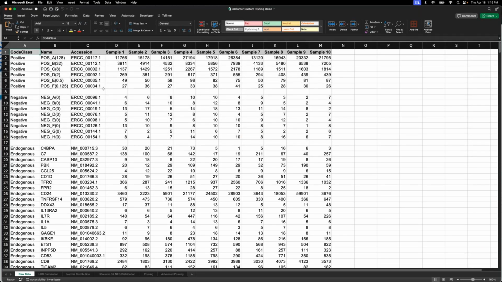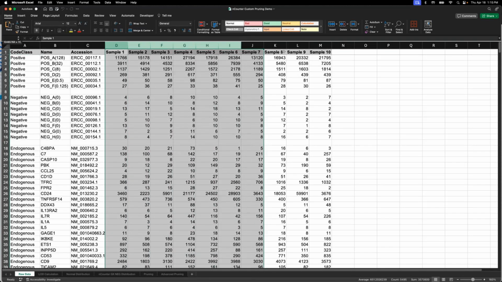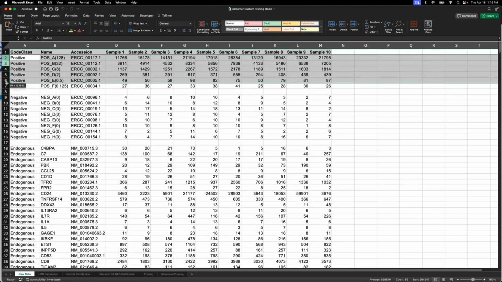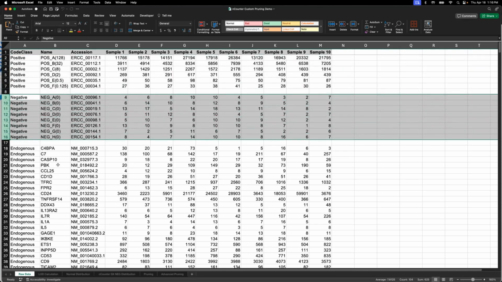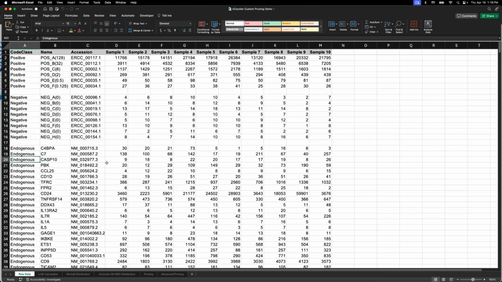This is a hypothetical experiment. I have 10 samples in this hypothetical experiment, labeled samples 1 through 10. If you know the nCounter data, you know each sample contains 6 positive controls, which I'm not going to talk about today. I will in future sessions. But we have 8 negative controls within each sample. And then we have a series of endogenous genes and housekeeping genes in all of the samples.